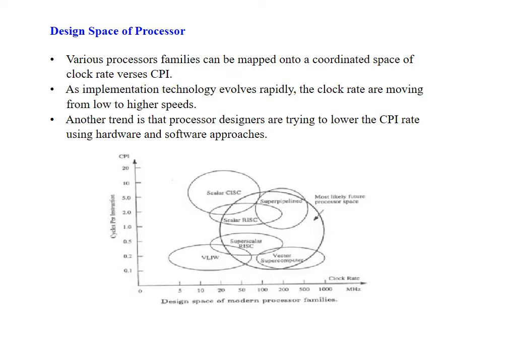Here is a design space of modern processor families. You can see here VLIW, vector supercomputer, Superscalar, Scalar RISC, and the Scalar CISC, and finally the super pipeline. Those are the families of design space processors.